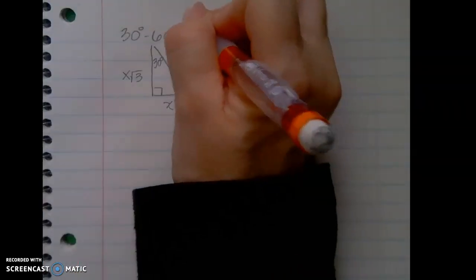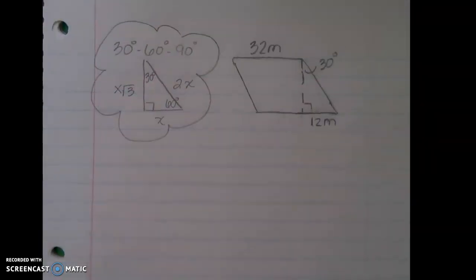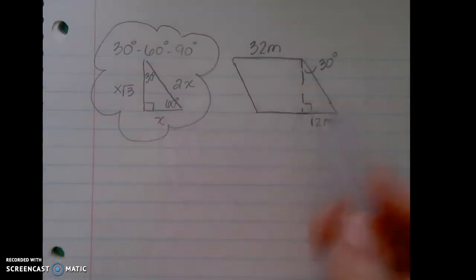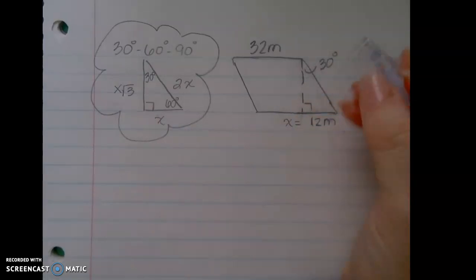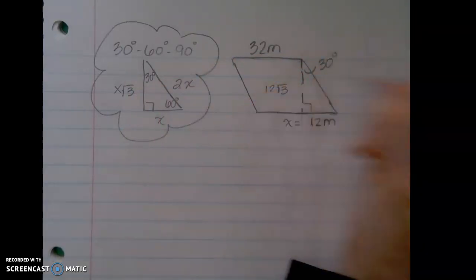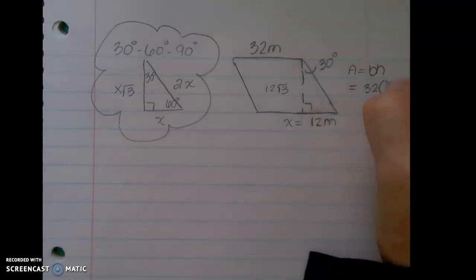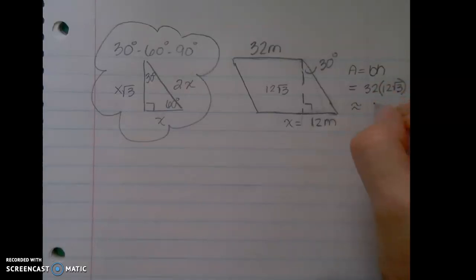Here's the rule for 30, 60, 90. So there's my example. So we say x is 12, then the height is going to be x radical 3, so we write 12 radical 3. The area of a parallelogram is base times height, which gives you 32 times 12 radical 3. And when you multiply that, you're going to get approximately 665.1 meters squared.